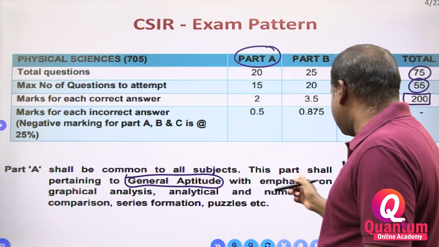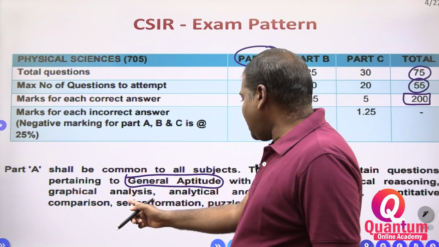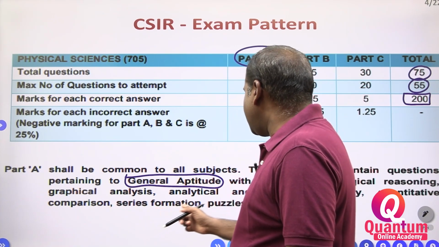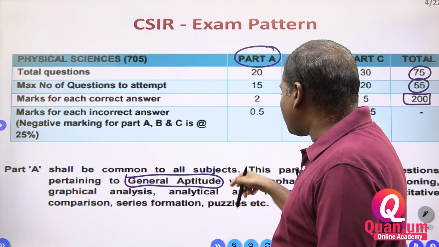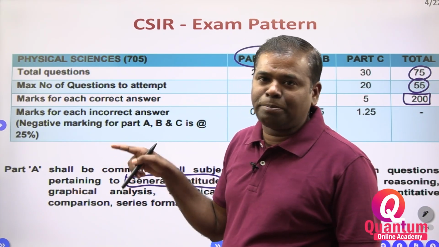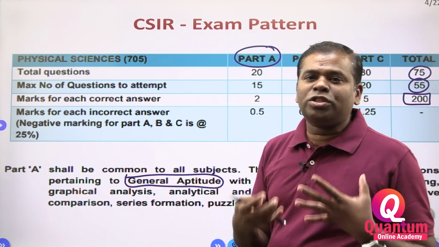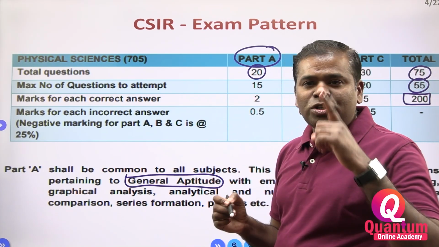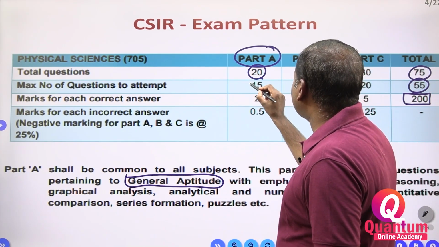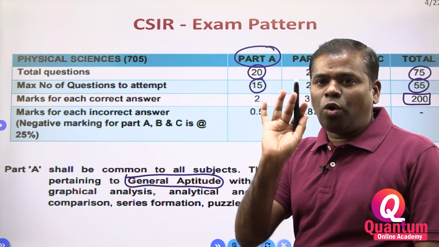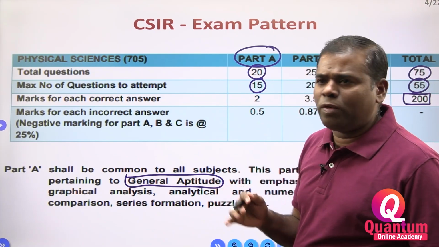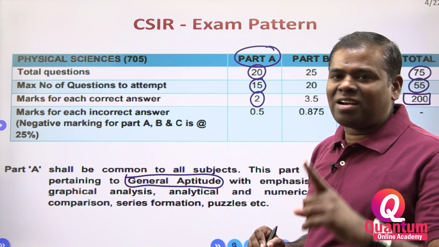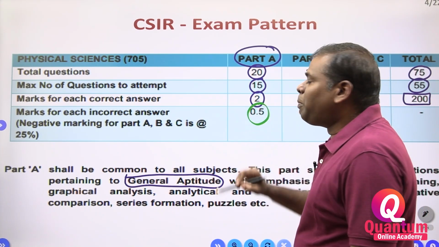This general aptitude is with emphasis on logical reasoning, graphical analysis, analytical and numerical ability, quantitative comparison, series formation, puzzles. So these questions you get in general aptitude. How many questions will you get in the CSIR examination? You will get 20 questions. How many questions do you have to attempt? Only 15. Out of 20, any 15 you have to do. Each question carries 2 marks. For each wrong answer, you may lose 0.5 marks.